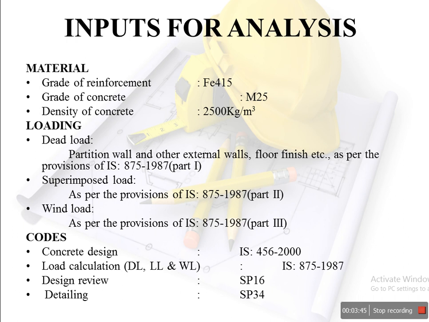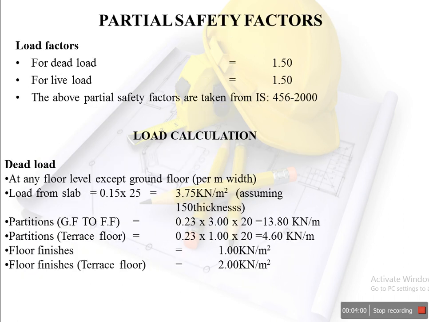of IS 875 1987 Part 2, wind load as per provisions of IS 875 1987 Part 3. Codes: construction IS 456 2000. Load calculation: dead load, live load and wind load per IS 875 1987. Design reference SP16, detailing SP34. Partial safety factors: load factors for dead load 1.5, live load 1.5.